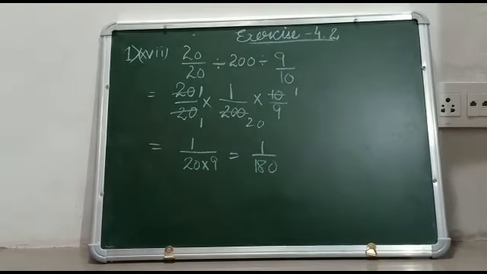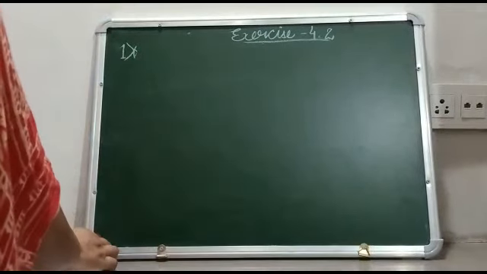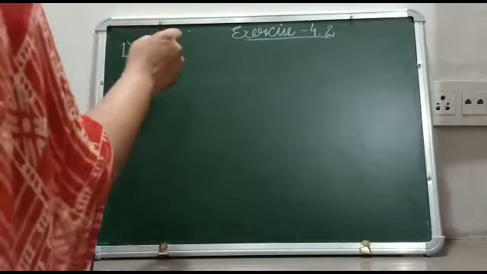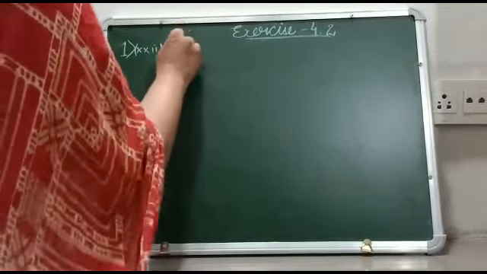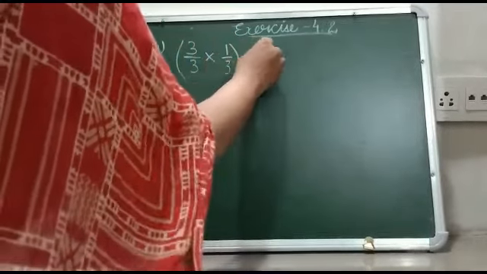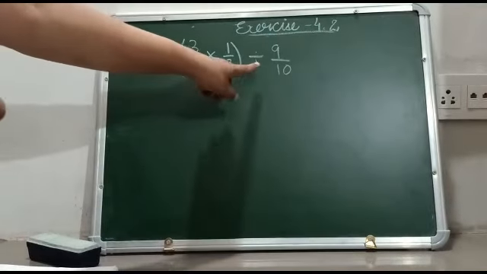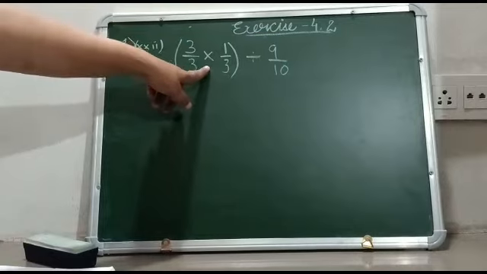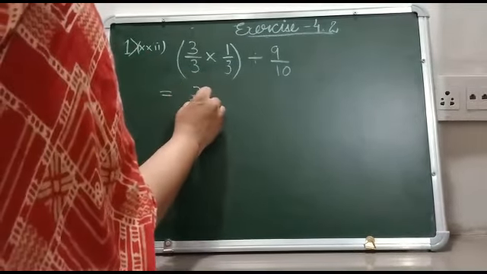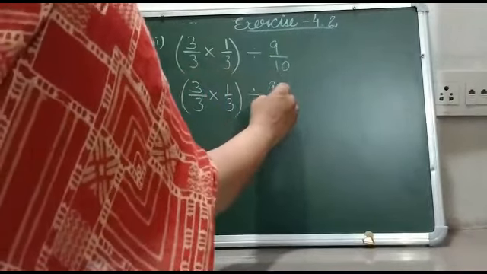Now come to its last part. That is the 22nd question. 3 upon 3 multiply by 1 upon 3 divided by 9 upon 10. Now here we are having two signs and one bracket also. So first of all we will solve the bracket. So it will become 3 upon 3 into 1 upon 3 divided by 9 upon 10.